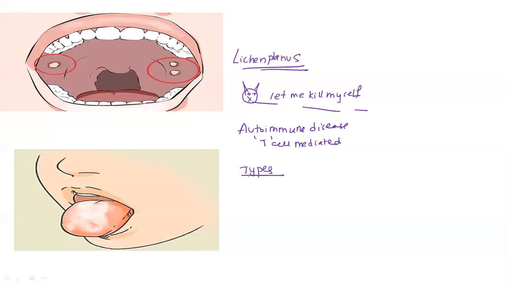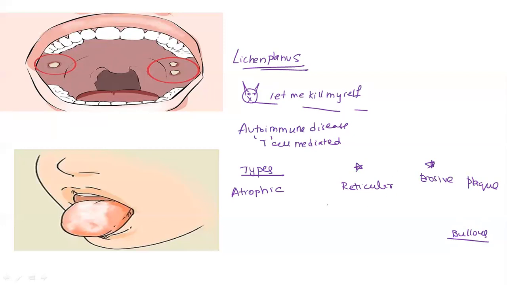But in the oral types, they are atrophic form and reticular form and erosive form, plaque type, as well as bullous type. Bullous means like fluid filled type. Okay. Now, reticular type and erosive type are the most common forms orally.